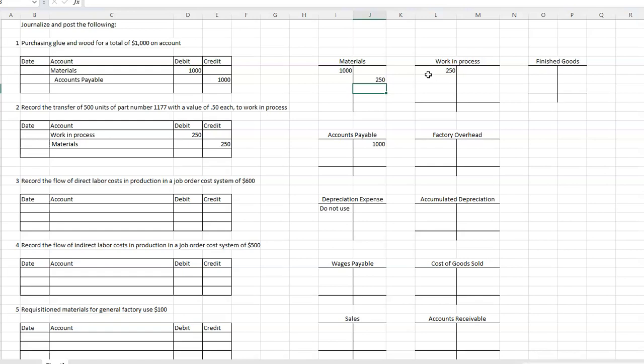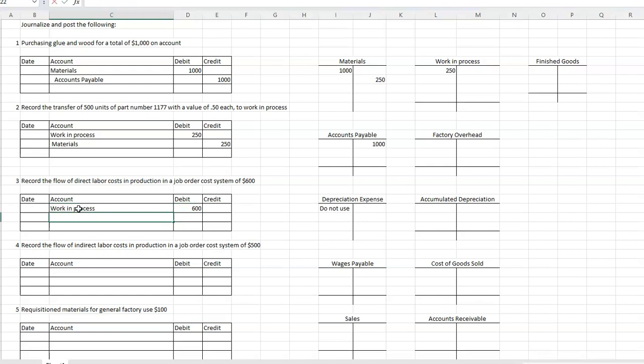Number 3 says to record the flow of direct labor costs in production in a job order cost system of $600. So direct labor tells me that I am paying employees and they are on the assembly line or they are touching the product because it's direct labor. And everything direct goes to work in process. So work in process will be debited for $600.